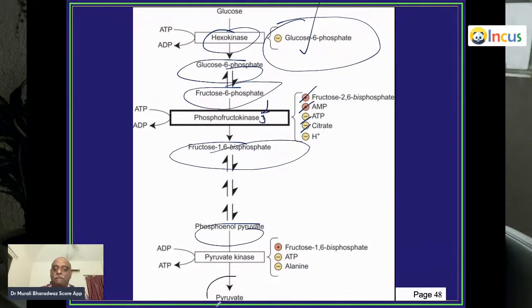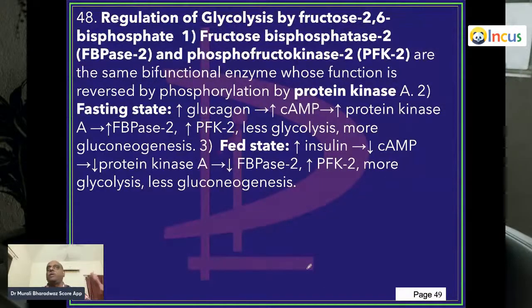Phosphoenol pyruvate becomes pyruvate, and what is that enzyme? Pyruvate kinase. So fructose 1,6-biphosphate stimulates it, ATP and alanine inhibit it. These are the things you need to remember forever and ever, not ever and ever, at least for the next 6 months.